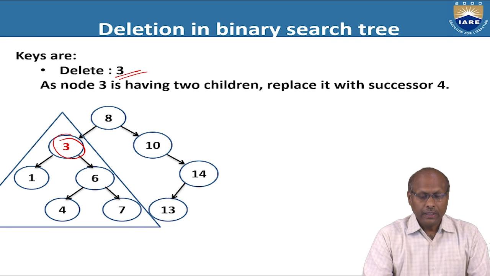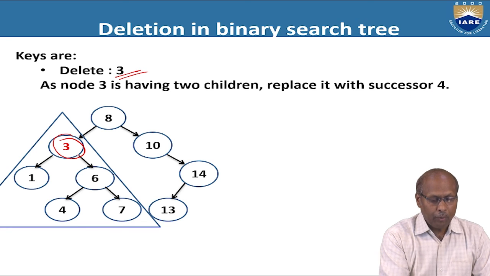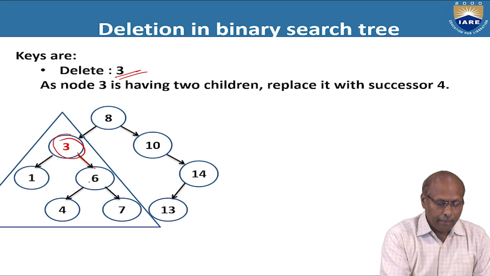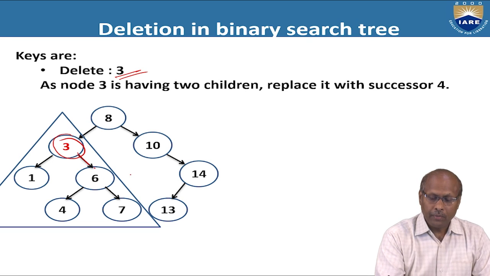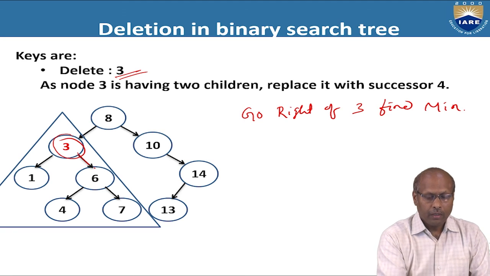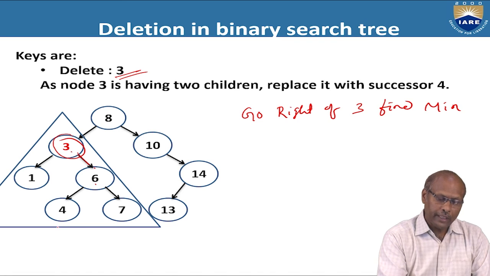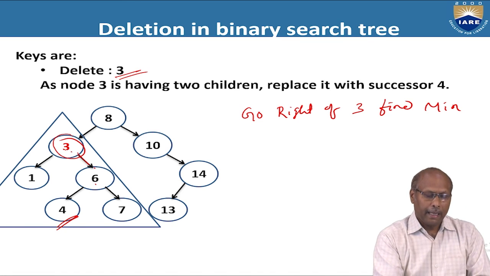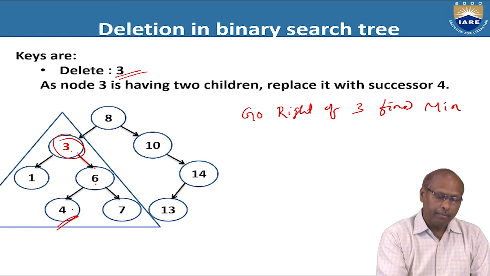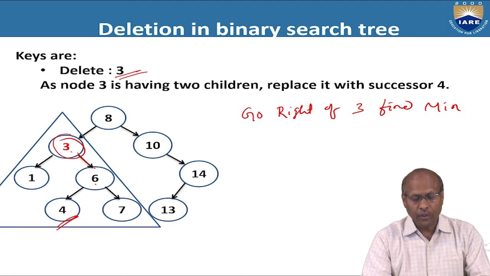Both ways exist. Now, the node having 3, replace it with 4. That means I am going right and maximum. Sorry, right with minimum. Go right of 3 and find minimum. 3's right is 6 and the minimum is always leftmost. So the leftmost data is 4. This 4 you have to replace there. After replacing with 4, this 4 you have to delete because the 4 will be available in 2 places. So replace 3 with 4 and then delete 4.